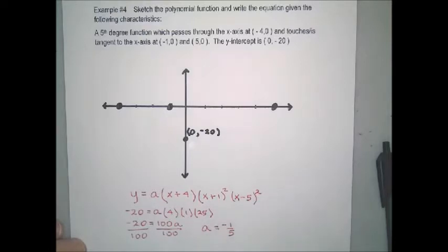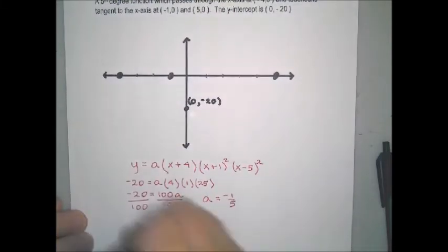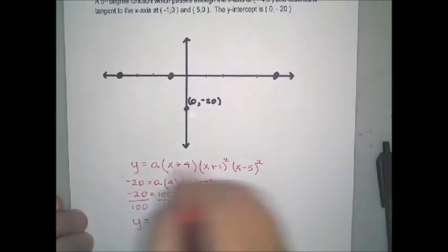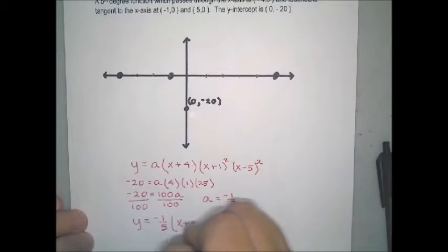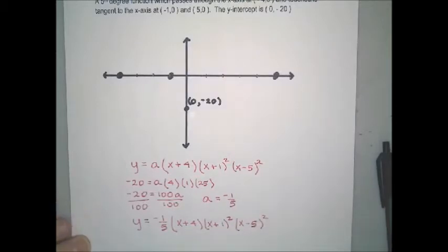So that puts the final equation at y equals -1/5 times x plus 4 times x plus 1 quantity squared times x minus 5 quantity squared. So that's the equation. Now the only thing we have to figure out is, how does this thing start?